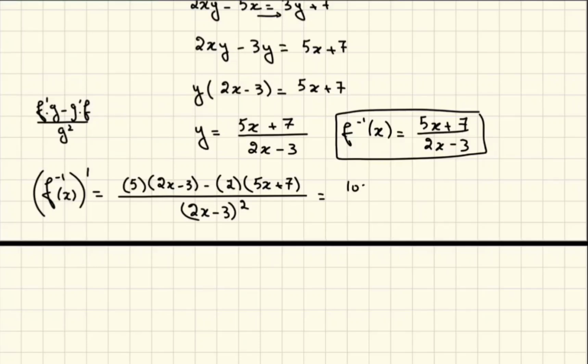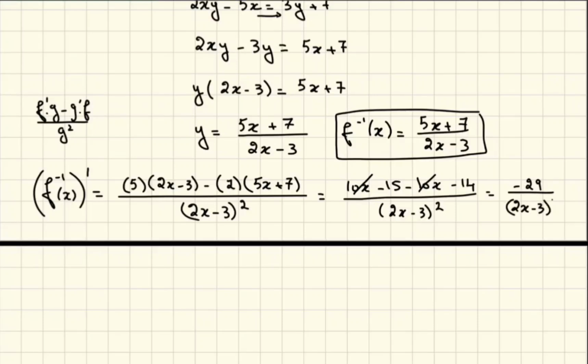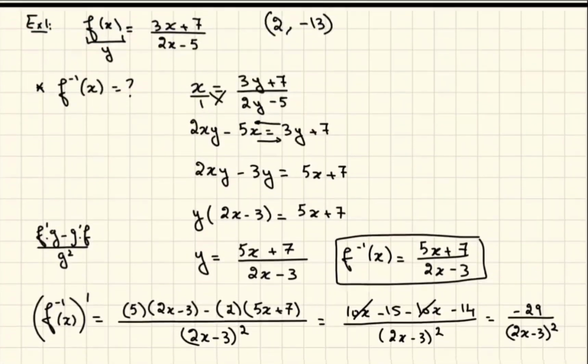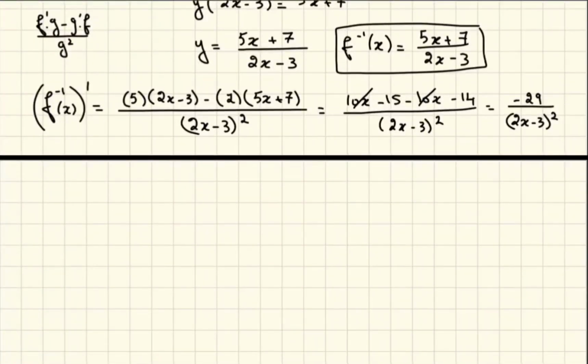We simplify this, we get 10x minus 15 minus 10x. Now minus 2 times 7 will be minus 14 over 2x minus 3 all squared. And we get minus 29 over 2x minus 3 all squared. So this is the derivative of the inverse function. Now, they said verify the rule at this point, 2, negative 13. Now in f inverse, we don't replace x. So basically the x that you see in f inverse, it's the same thing as the y of the point. This is the main point here.